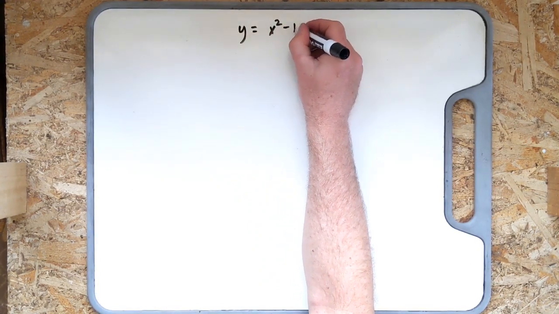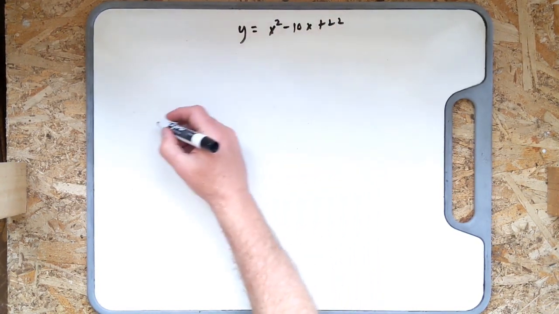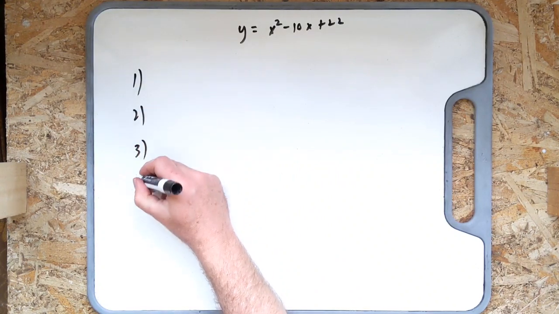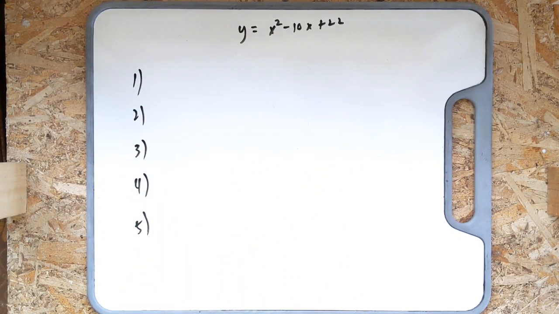equals x squared minus 10x plus 22. Again, I'll put the steps down here. Pause the video, do it yourself.